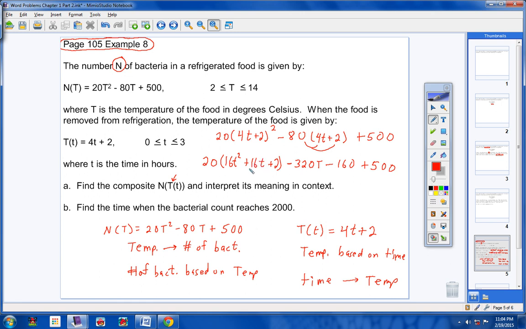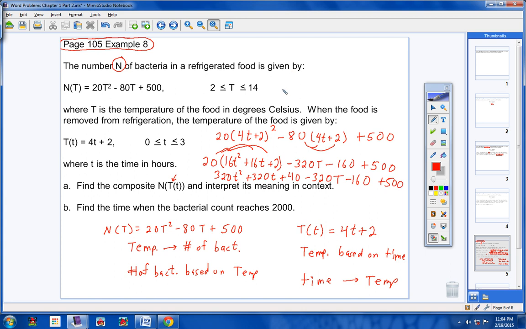Now, if you take your 20 and multiply it through, you're going to get 320 T squared plus 320 T plus 40. I took this 20 and I multiplied it through times each term, then bring down your negative 320 T. Bring down your negative 160. Bring down your positive 500.